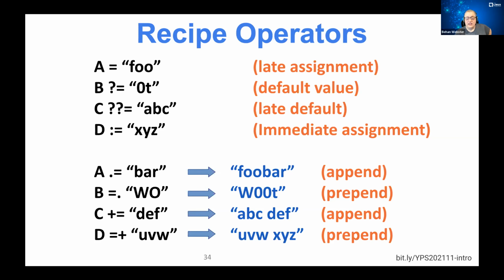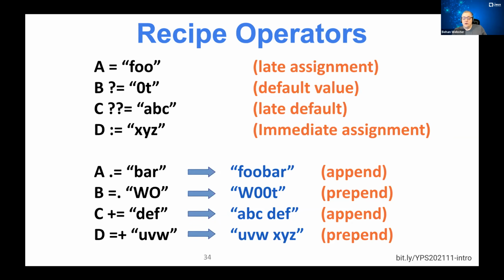Next is we have B question mark equals. This is what's called the default value. This is setting B to 0t in the case of B not having a value otherwise. And the idea here with B is it will take the first default.